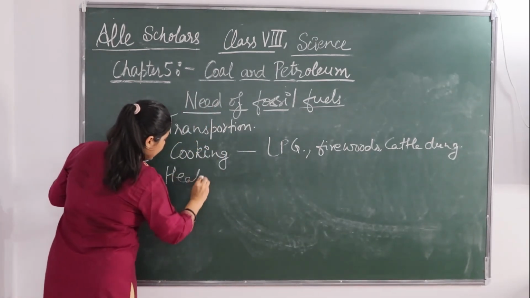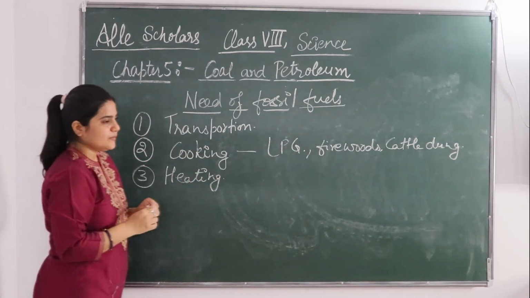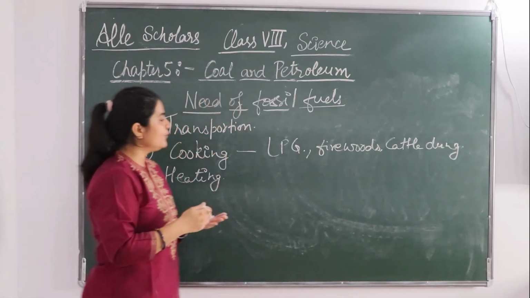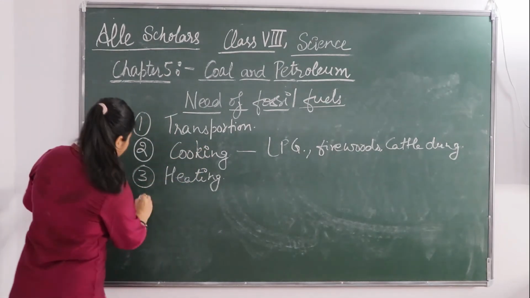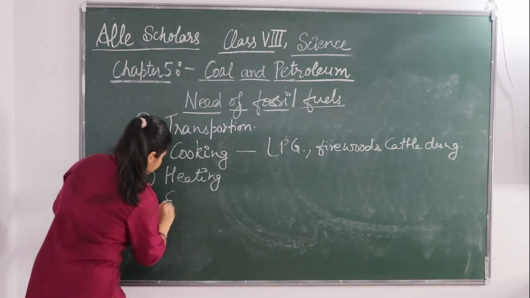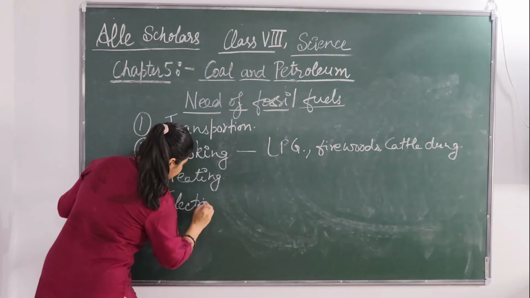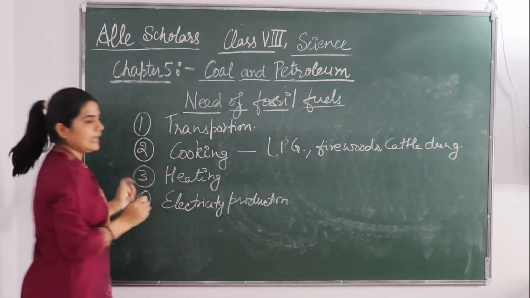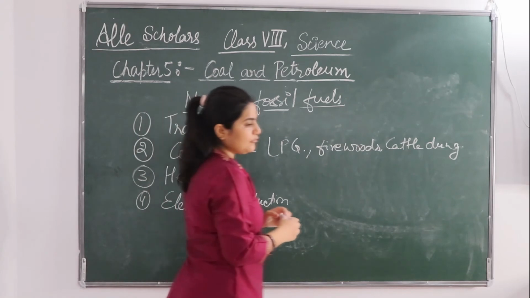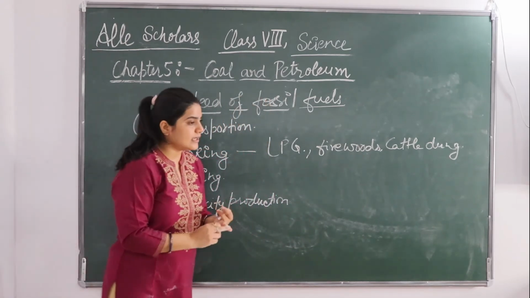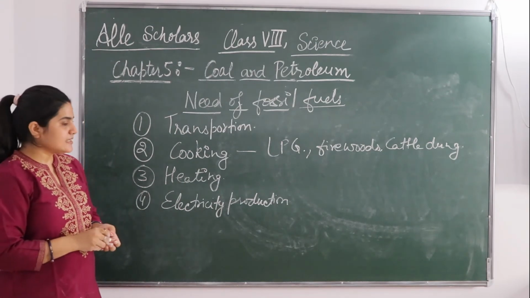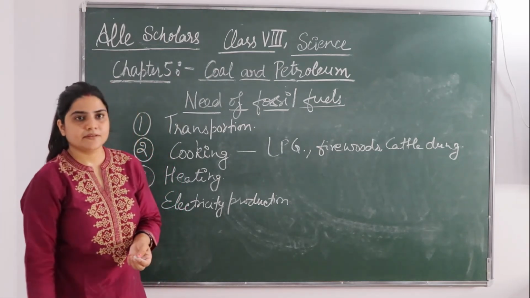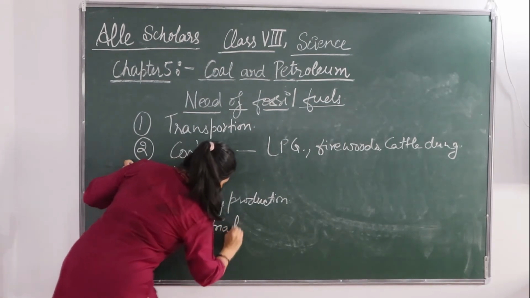Third comes heating. How can these fuels be used for heating? We know that fuel generates heat, so if we want heat, we burn wood and so on. Fourth is electricity production. These fuels help in electricity production. Different fuels such as coal, petrol, natural gas and diesel are used to generate electricity in power plants.